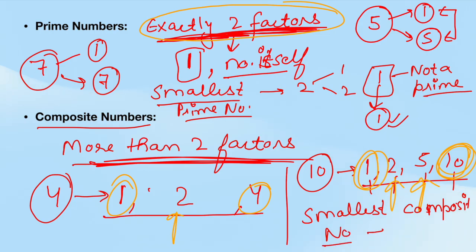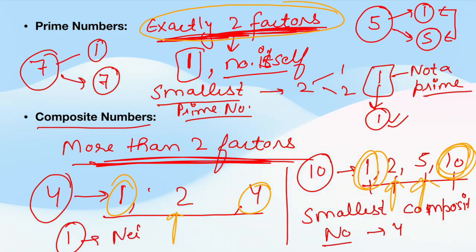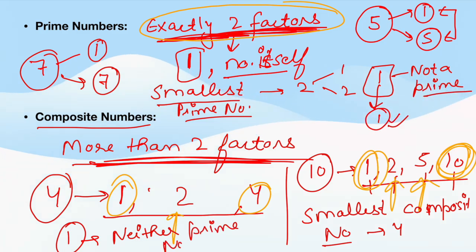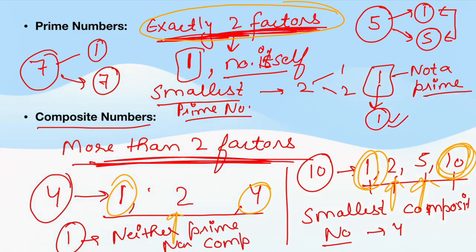Is 1 a composite number? No, because 1 has just one factor, right? It is neither prime nor composite. So 1 is neither prime nor a composite number. Clear?